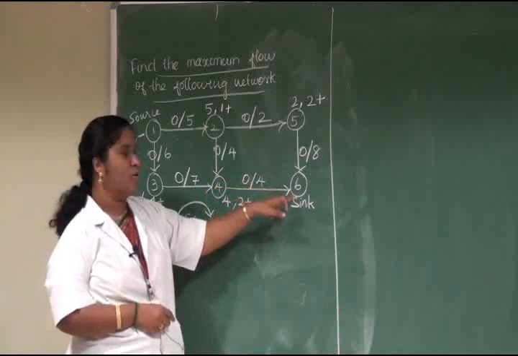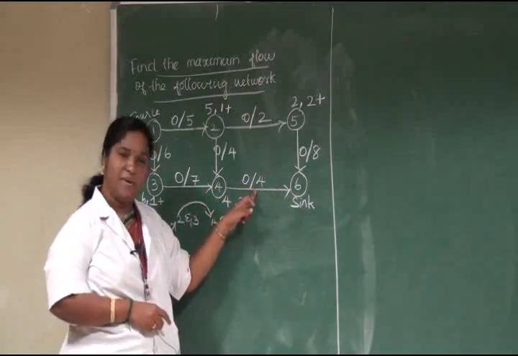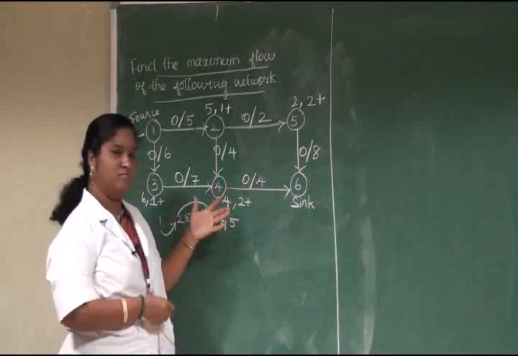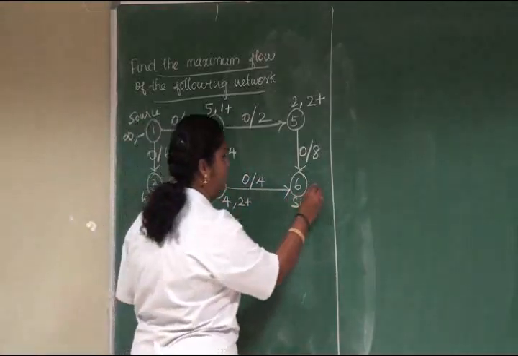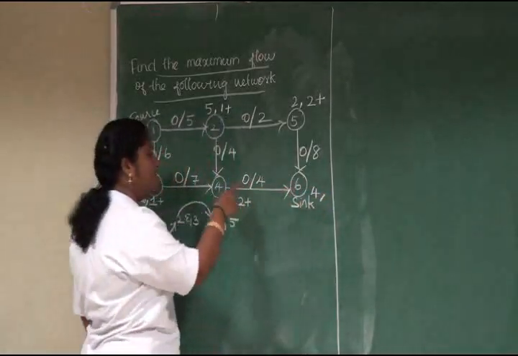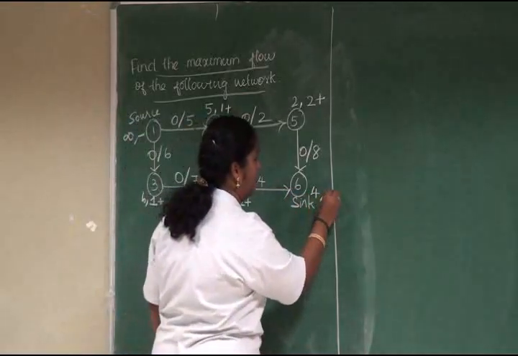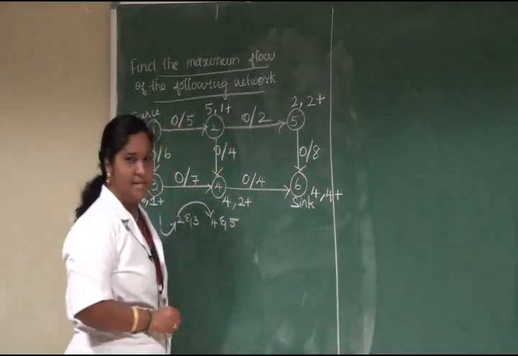So from 4 you can go to vertex 6. Here the remaining capacity is 4, which is greater than 0. So minimum between 4 and 4, it is 4 only. So you can write 4, and since 6 is reached from vertex 4 by means of a forward edge, you have to write 4 plus. So the sink is labeled.